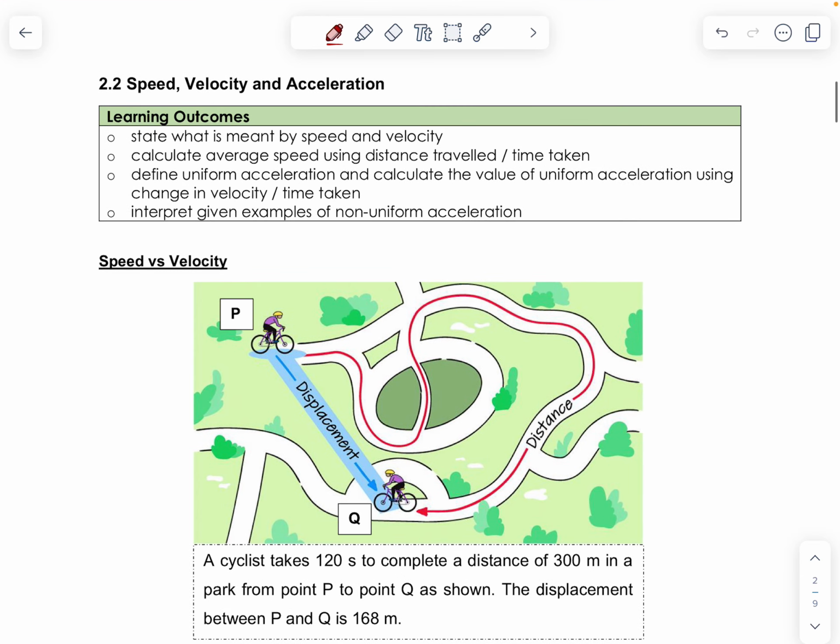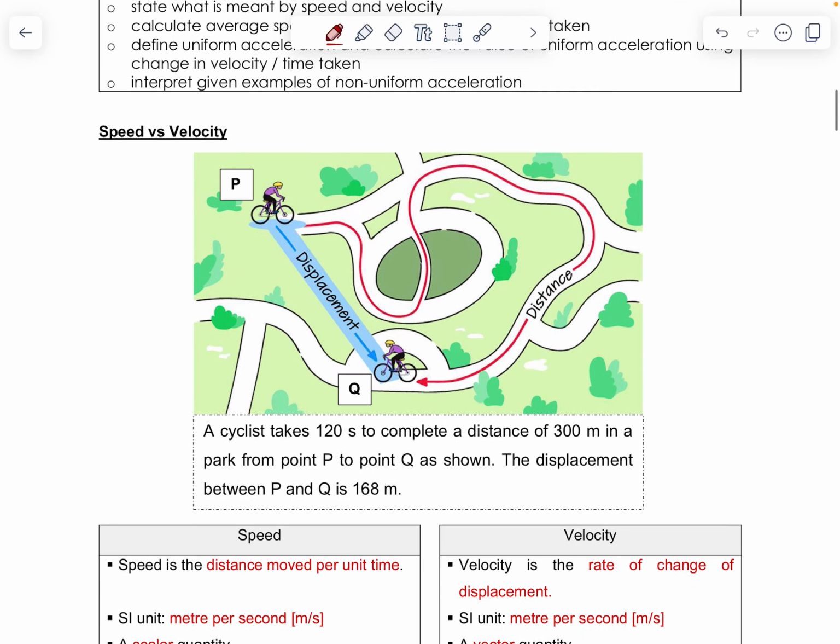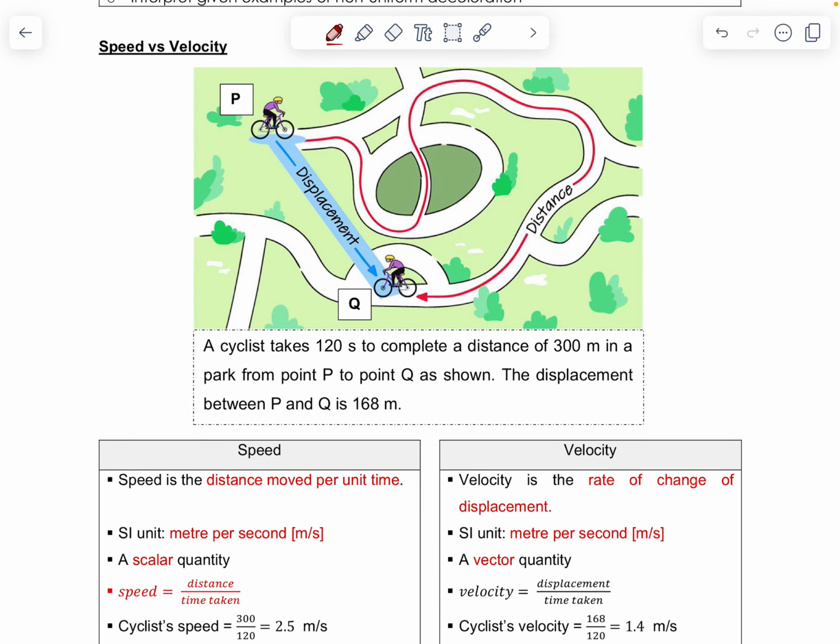Speed, velocity, and acceleration. So here is a diagram showing a cyclist going from point P to point Q. He goes through a distance of 300 meters, whereas his displacement, the straight line path from P to Q, is 168 meters. He took a total of 120 seconds.